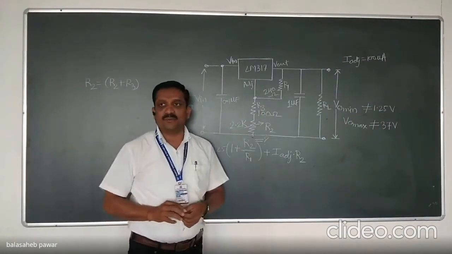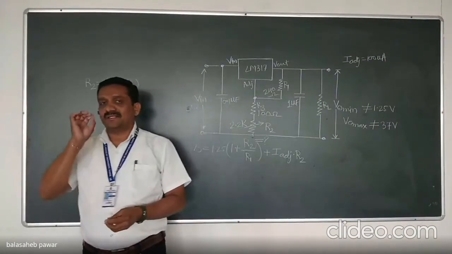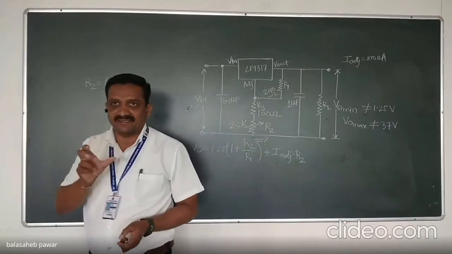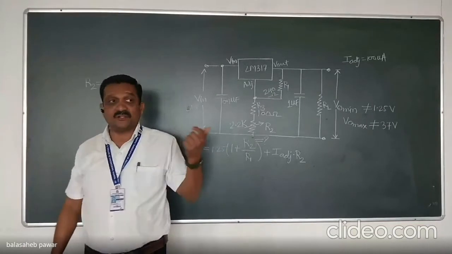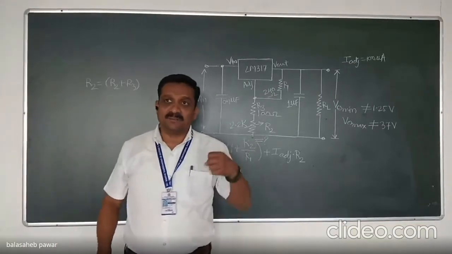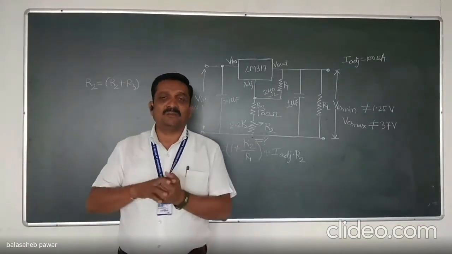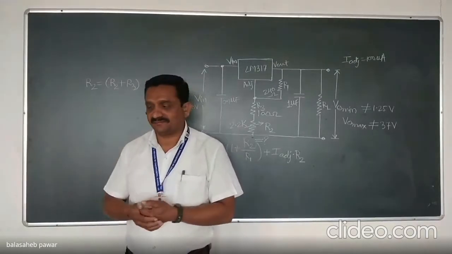Calculate the value of VO min. To calculate the value of VO min, we have to determine the range of obtained output for this shown circuit. Right now, range of obtained output means what? How much minimum we can obtain as well as how much maximum we can obtain.